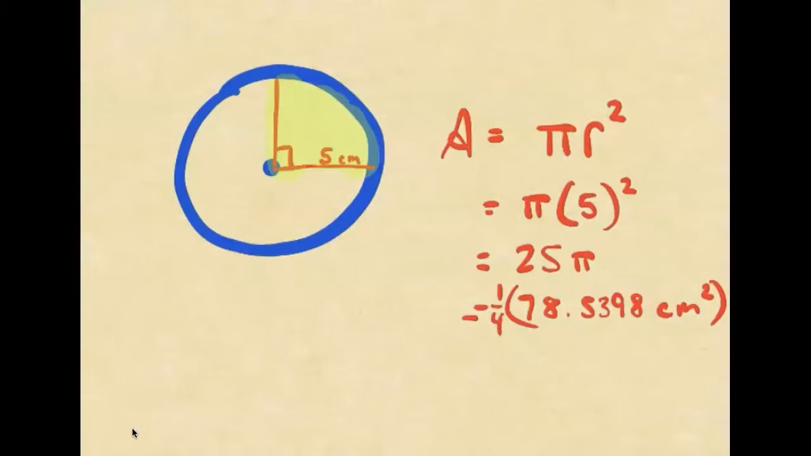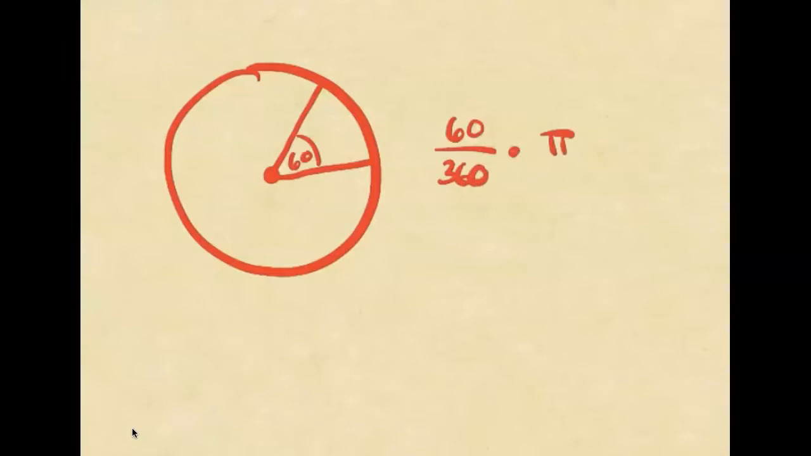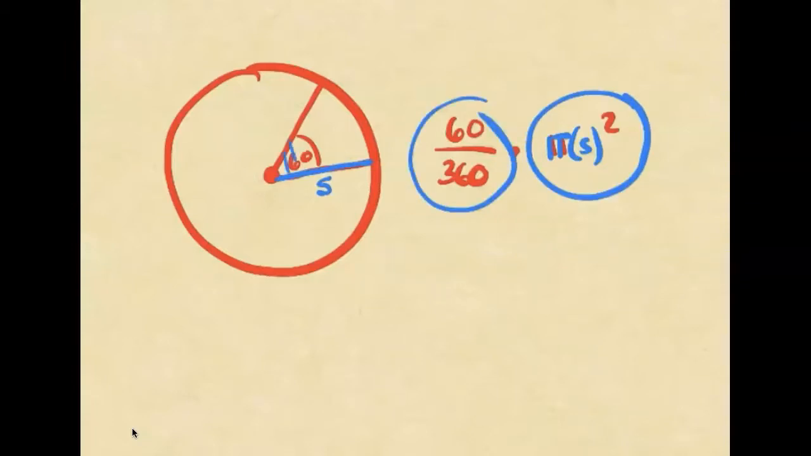Okay, so now what if we got into different angles? What if that was 60 degrees? That's not as easy as half a circle or a quarter of a circle, but we do know a whole circle is 360, right? So how about just 60 over 360 times pi r squared. And if we knew that, you'll have to know the radius, so if that's 5 again, then it would just be 60 over 360 times pi 5 squared. So it's area of a circle times the part of the circle that you're talking about.